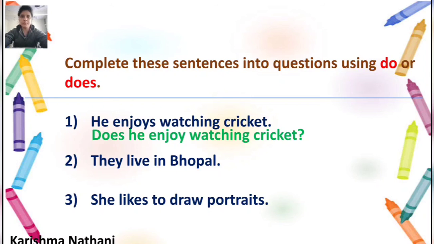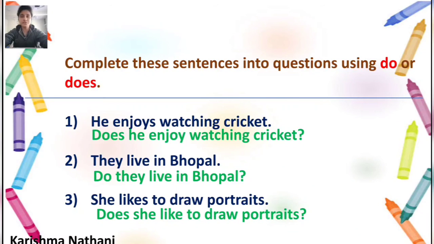They live in Bhopal. They, plural noun, so we have to put do at the first place. Do they live in Bhopal? Question mark. Then she likes to draw portraits. She, singular noun, likes. We have to put does because she is singular noun, and we have to remove s from the like. So answer is, does she like to draw portraits? Question mark. Understood? Like this way you have to complete all your text and verb exercise.